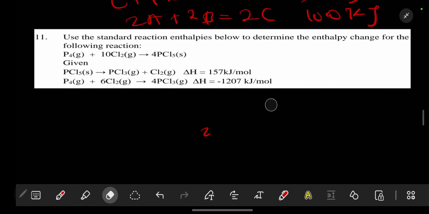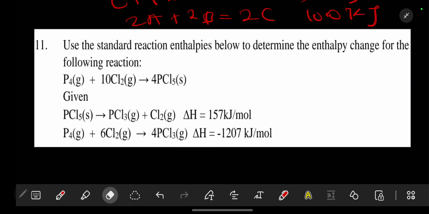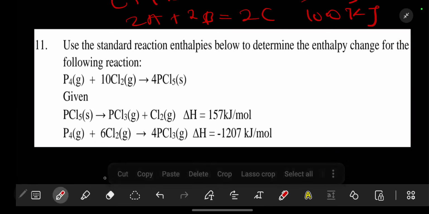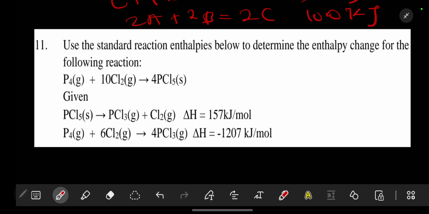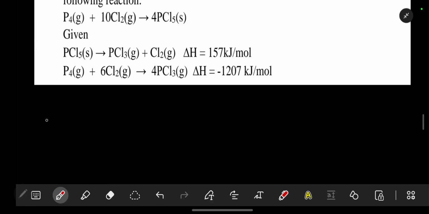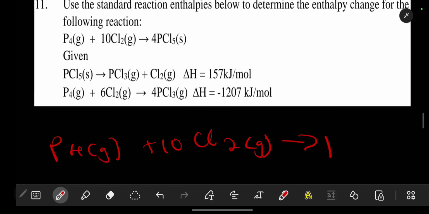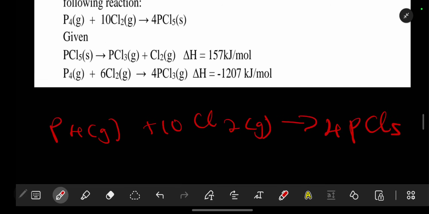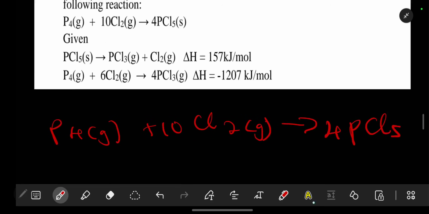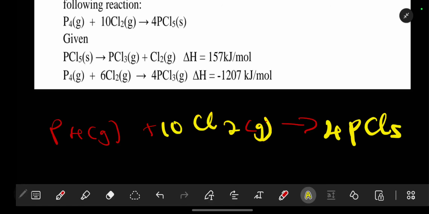So let's now answer this one. The question says use the reaction enthalpies to determine the enthalpy change for the following. We have P4, a gas, plus 10Cl2, a gas also, to produce 4 moles of phosphorus pentachloride. So how do we answer this one? This is what we want to arrive at.